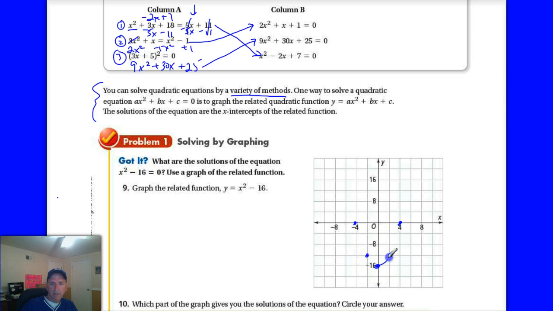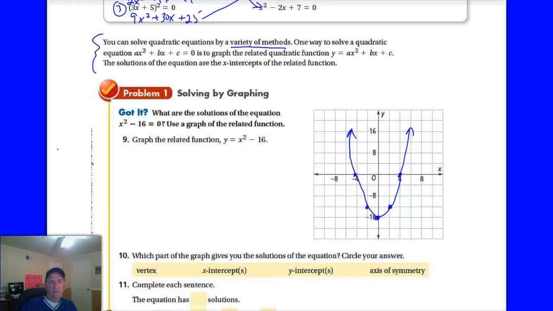So we would graph this. Yeah, that's pretty good for my airliner. Not so good on the left side. So there you have it right there. So that would be the graph. To find the solutions, remember we are looking for these 2 points where it crosses the x-axis as solutions.